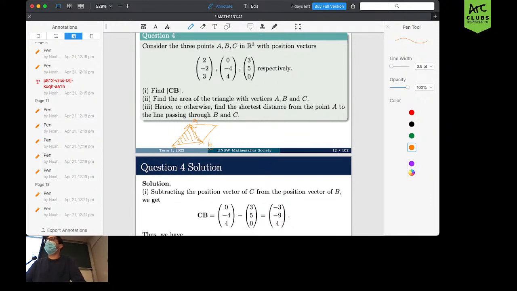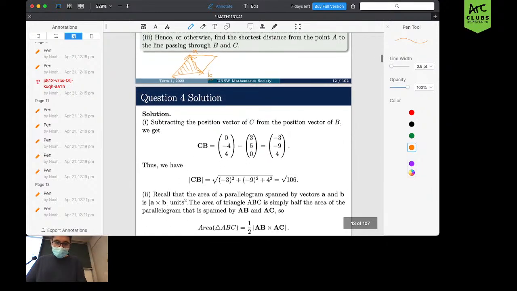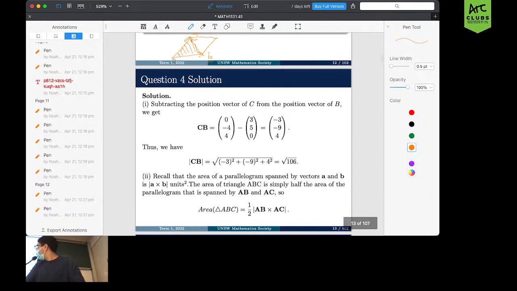And how can we find the area of the parallelogram spanned by vectors AB and AC? Well, like I said before, we can use that second property of the cross product, and we can just find the magnitude of the cross product AB times AC. That'll give us the area of the parallelogram, and we simply halve that to find the area of the triangle with vertices A, B, and C. Cool. So the equation at the bottom is exactly what I just said. The area of the triangle will be half times the magnitude of the cross product of vectors AB and AC.